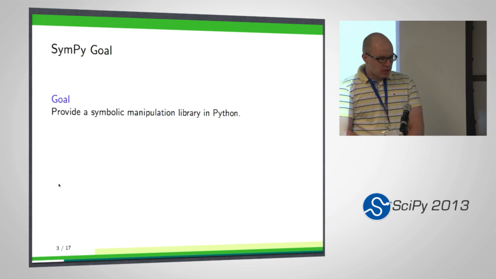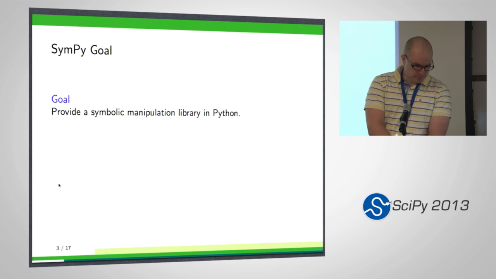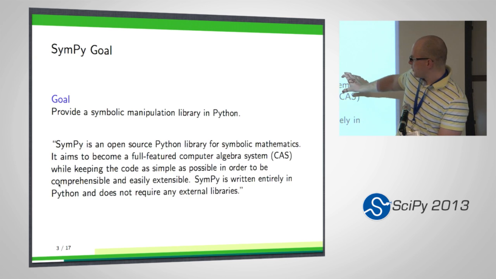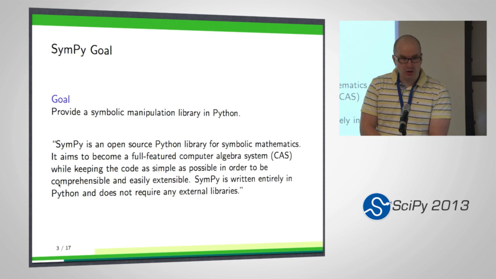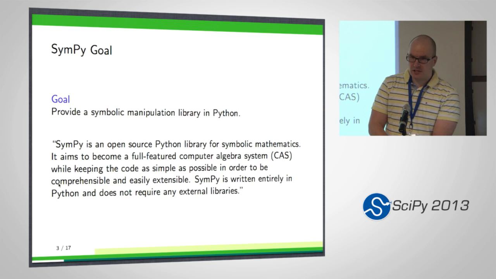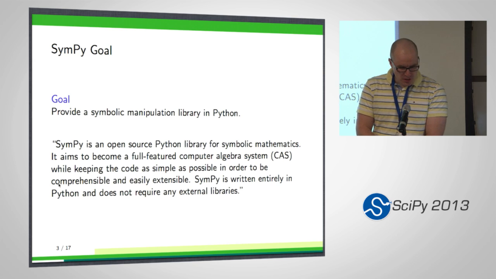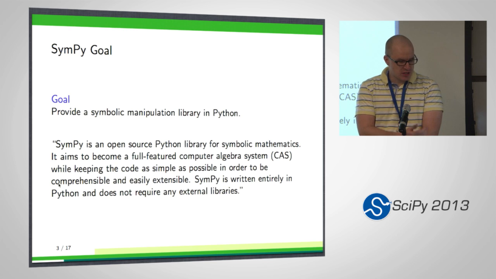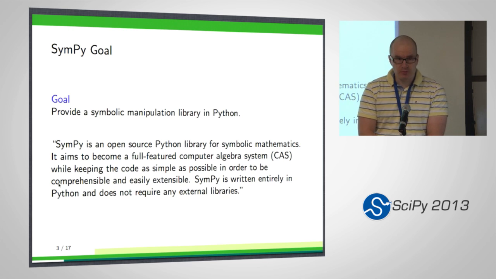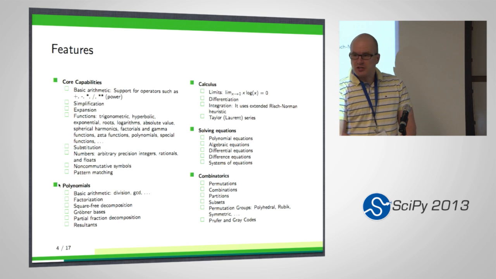So let's start with the goal. The goal of SymPy is to provide a symbolic manipulation library in Python. Kind of a larger goal, that's what we have on our web pages, is that we want it to be in Python and open source. We want it to be self-contained so that it does not depend on any external libraries. But of course, optionally, you can use them from SymPy. And it should be easy to understand, it should be easy to extend, and easy for people to contribute to it. So let me just very briefly go over the features.